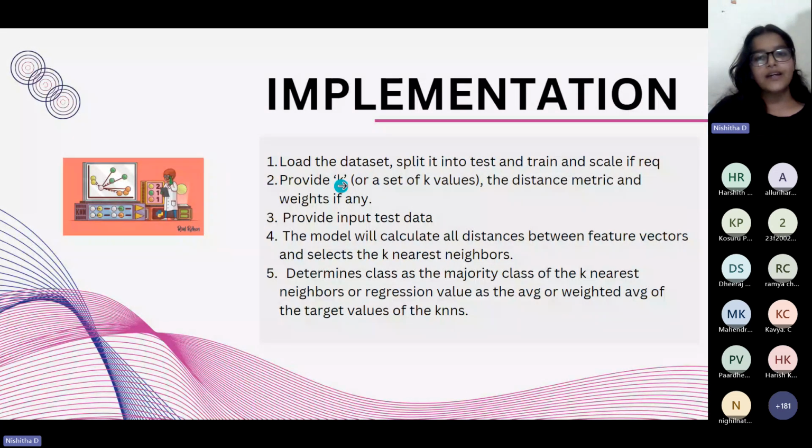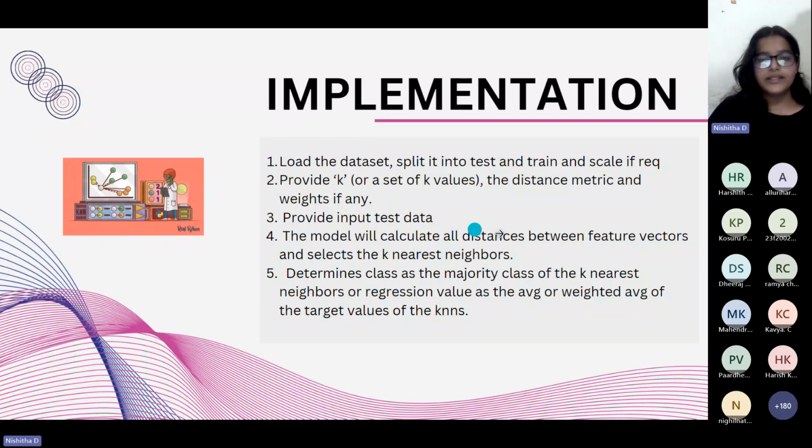Okay, then we provide the value of k or a bunch of k values if you want to do trial and error. And then you have to provide the distance metrics and weights. So what do weights mean? Sometimes when you choose larger values of k, you'd want to give more importance or more weightage to the nearer data points. So that's why you can set weights, and then you have to give the train data. You have to fit the train data to the model, and you have to provide the test data to the model.